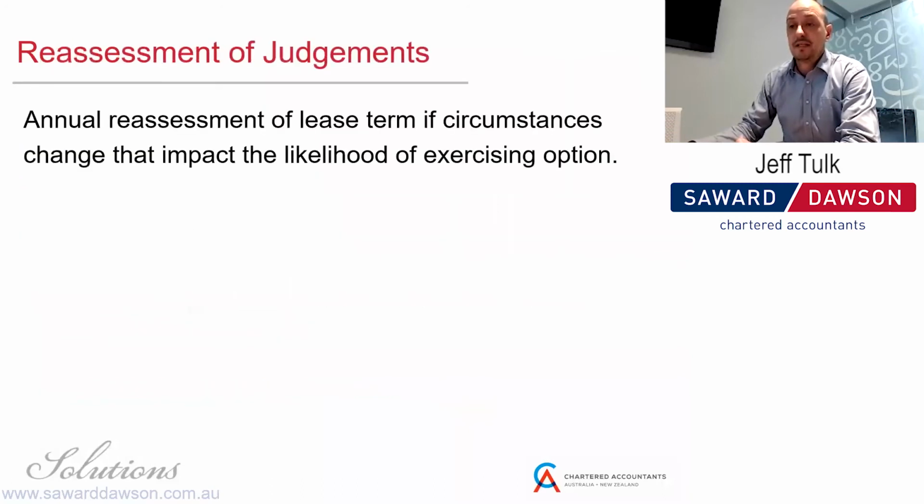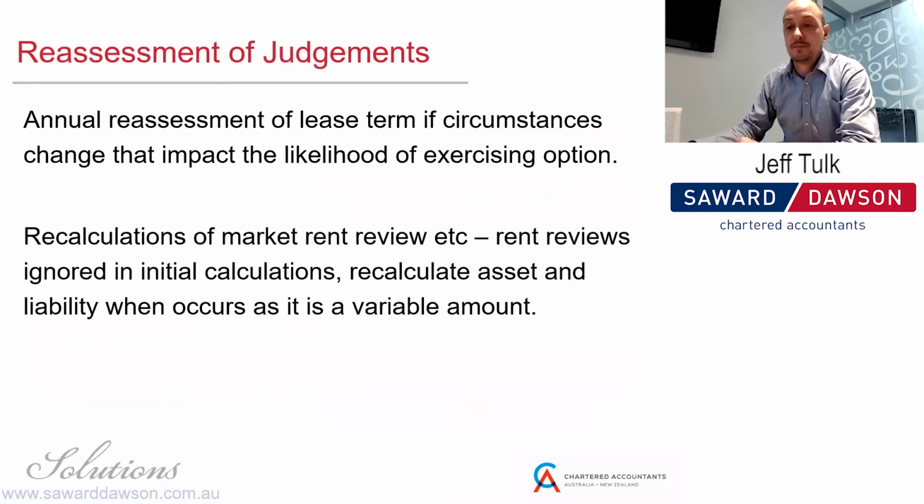There's an annual reassessment of the lease term if circumstances change that impact the likelihood of exercising an option. So if you had assessed that it was highly likely you would exercise your option, but then something changes, you need to reassess your lease term and therefore recalculate your lease liability and your right-of-use asset if that was the case. Recalculations based on market rent reviews.